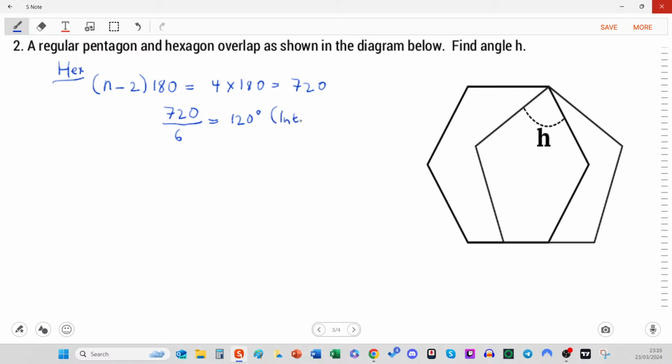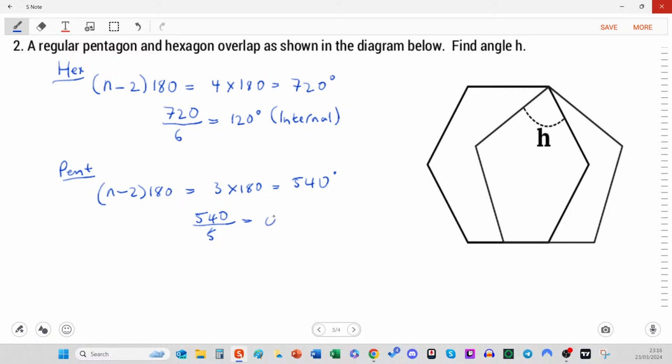Maybe we would put a little internal. That's good. So now we're going to look at the pentagon. So we'd do (n minus 2) times 180 again. I wouldn't be worried about the amount of times that you write that formula, because the more you write it, the better you're going to remember it. 5 take away 2 this time is 3, times 180, and that's 540. Let's go back and put degrees. And then 540 divided by 5 is 108.